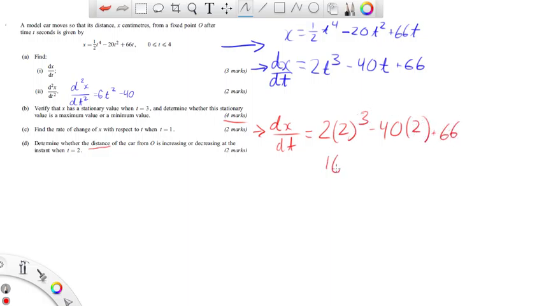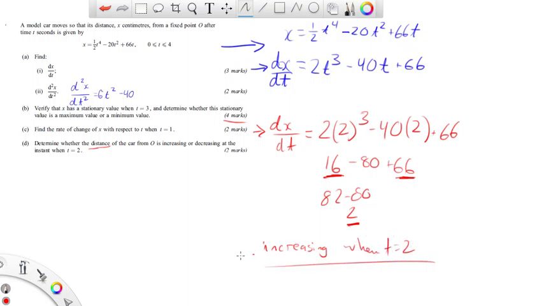2 cubed is 8. 2 times 8 is 16. Minus 80 plus 66. 66 plus 16 is going to give me 82. Minus 80. That is equal to 2. This is positive. The rate of change, the derivative, is positive. So when that rate of change is positive, it's increasing. So we're just going to say increasing when t is equal to 2. That refers back to part D, and that gives us full marks for all of these questions.